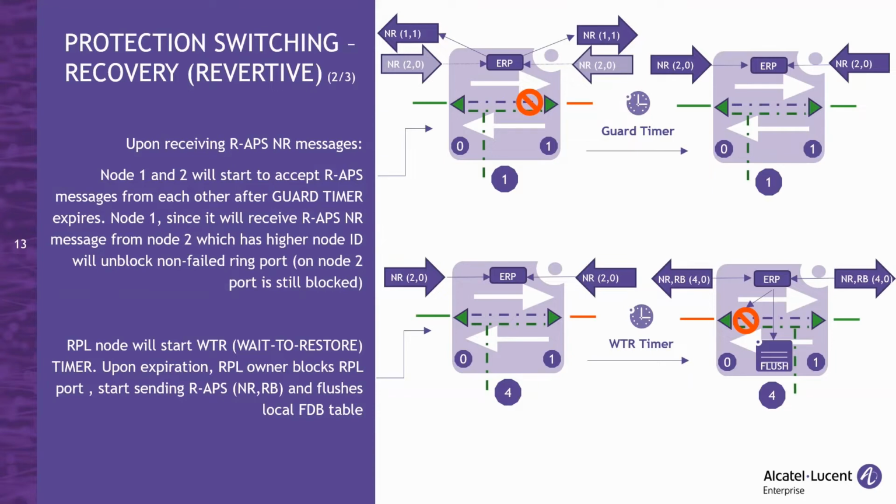Upon receiving the NR control message, the RPL owner node will start the wait to restore timer, allowing time to verify the ring has stabilized before blocking the RPL. After the timer expires, the RPL owner blocks the RPL port, flushes the local forwarding database, and starts sending control messages with NR-RB code, no request, RPL blocked, informing all nodes that the RPL is blocked again. At this moment, we have two nodes in the network blocking two different ring links.